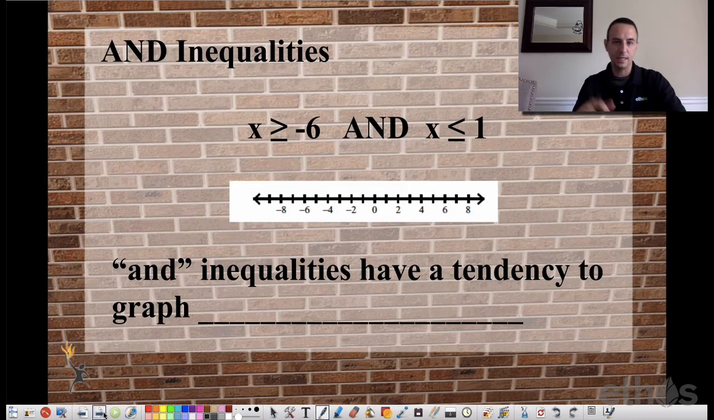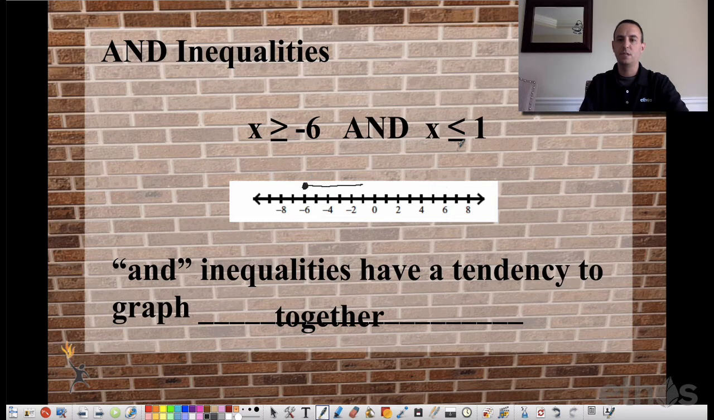So let's take a look at these and inequalities. And inequalities have another way to kind of think of it. I've kind of shown you the entire notes, and they kind of graph together. And you can see how that will make sense as I graph these in a second. They'll overlap. X is greater than -6. So, okay, there's -6 right there, and it's going to graph this direction. X is less than 1. It kind of graphs this direction.